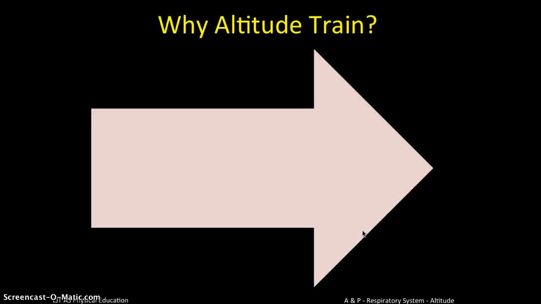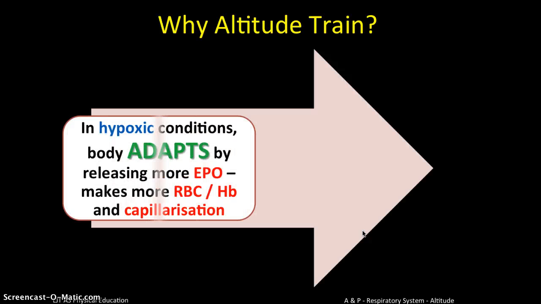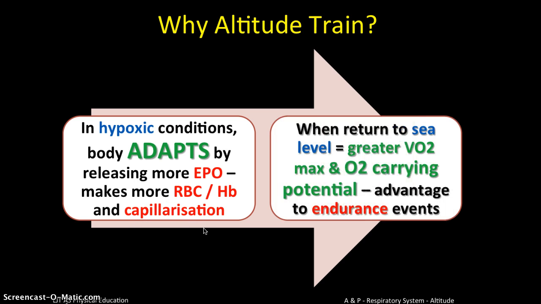But some people clearly seek to train at altitude, and let's just look at why that might be beneficial. When you're in those hypoxic conditions, your body will suffer a little bit to start with, but it will desperately try to adapt to cope. And one of its responses is to produce more EPO, which is called erythropoietin. It's a hormone which makes more red blood cells and ultimately then hemoglobin. So this will allow you to carry more oxygen around your body. Also, you'll produce more capillaries, which again is better for gaseous exchange.